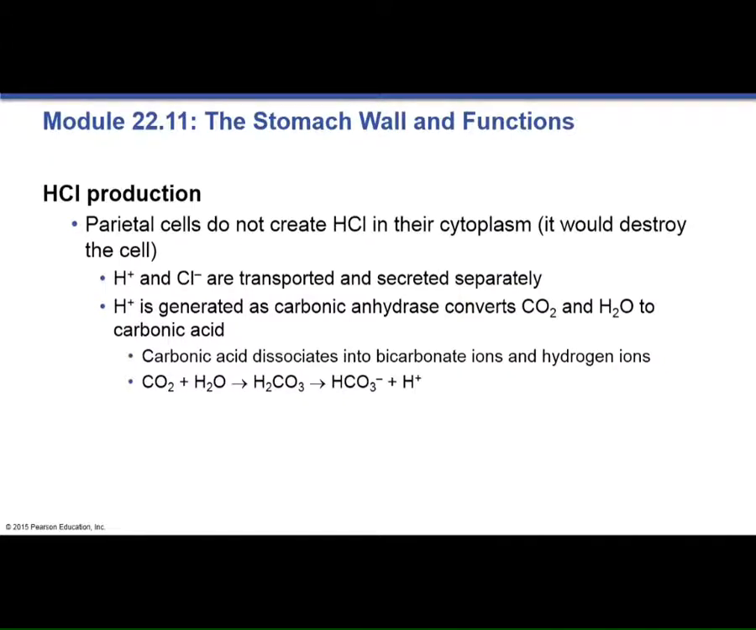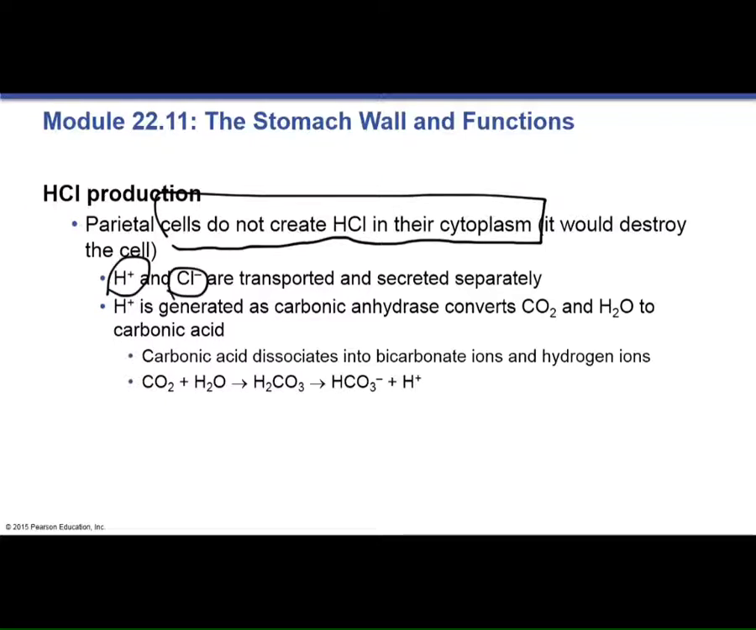The HCl: the parietal cells do not create HCl in their own cytoplasm. If they made HCl inside of themselves, it would destroy the cells. It would be too acidic. So in fact, what happens is that hydrogen, H+, and Cl- are transported and secreted separately into the gut, and then the HCl, the hydrochloric acid, is created. So we have to deal with these two things separately.